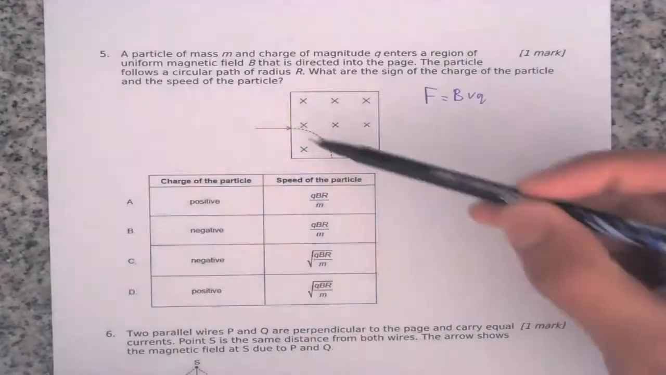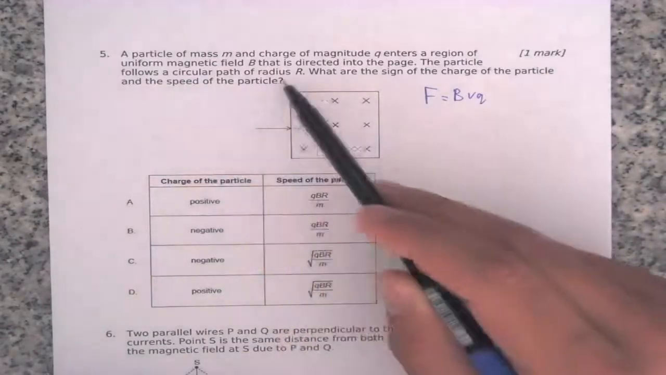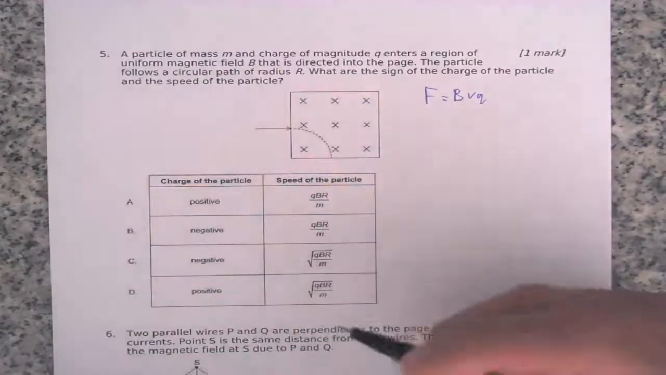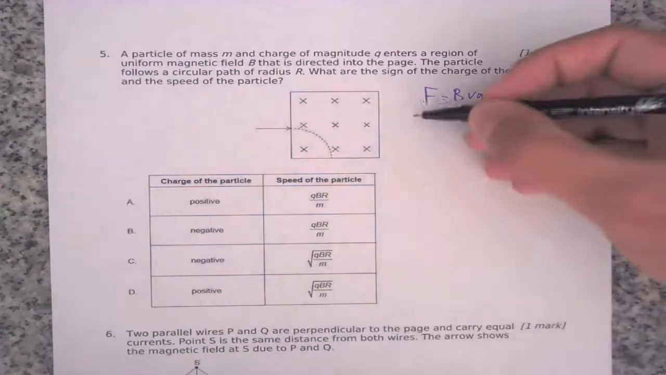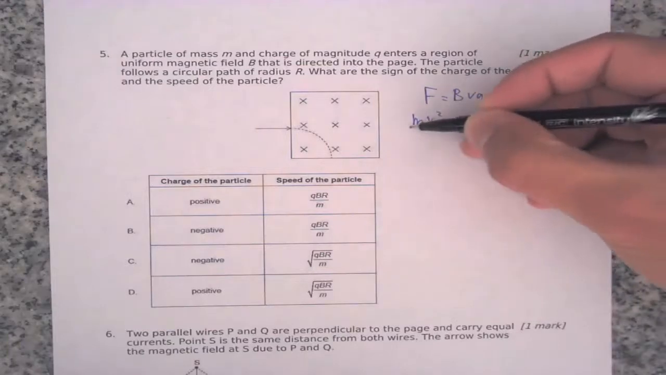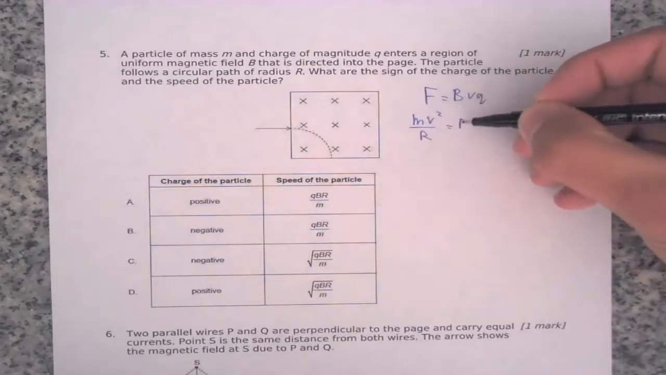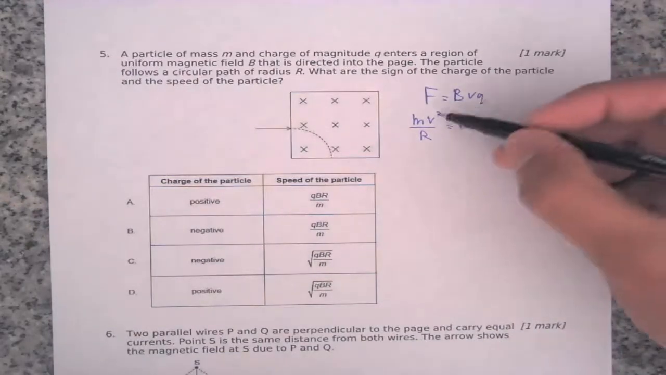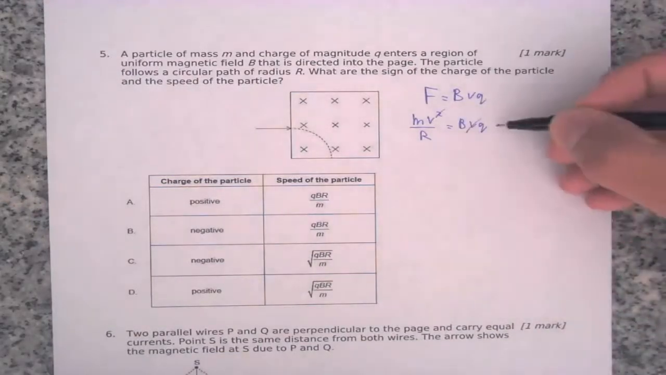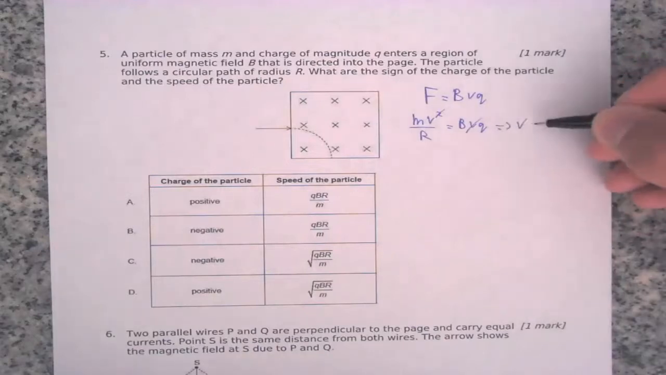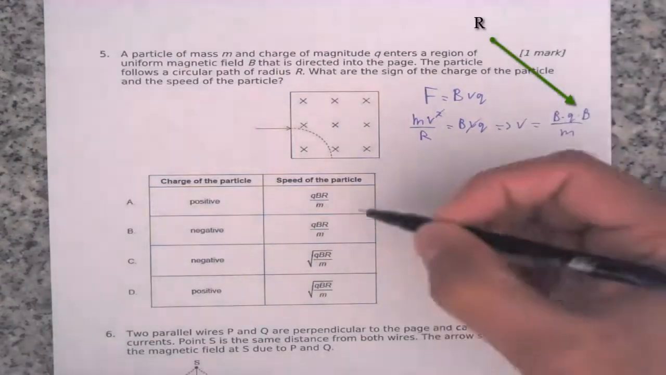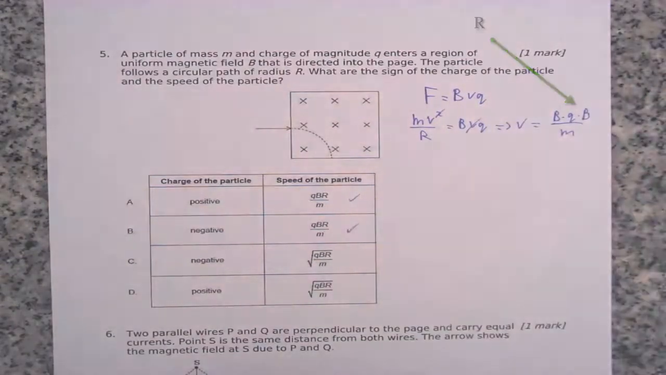Now you know that the particle is going to move in a circular path of radius r, so that means that this force plays the role of the centripetal force. So that means that mv squared over r will be equal to BVQ. Now from here, you see that this v squared cancels out this v, and you need to solve this for v. So you have B times Q times R over mass. And this, of course, is your option A or B.